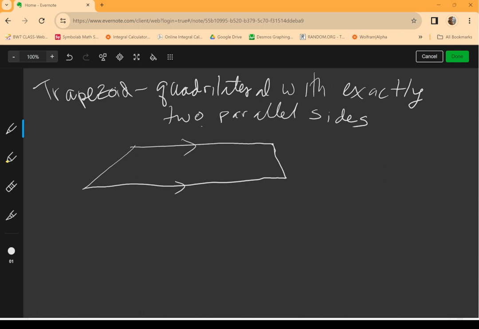Okay, where we call the parallel sides bases. And so base 1, base 2. It doesn't matter which one you call 1 or 2. And then the other 2 non-parallel sides are called legs. They are not necessarily going to be of the same length each. If they are, that's a special kind of trapezoid called an isosceles trapezoid, but it is not a requirement for those legs to be of equal length.